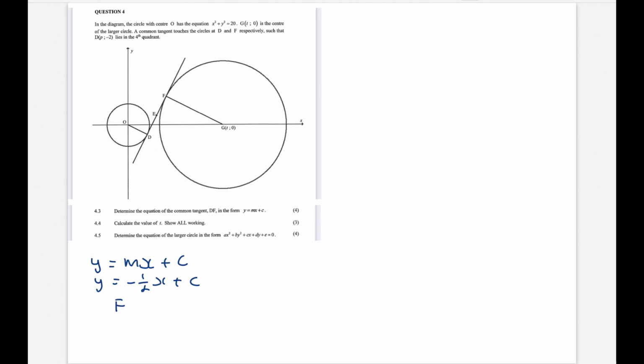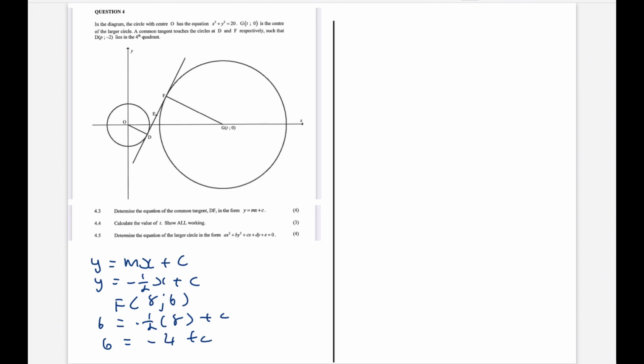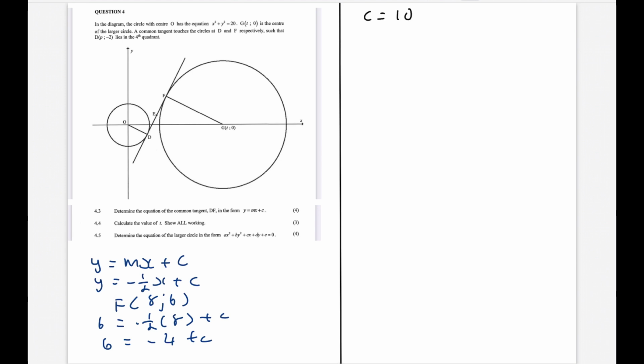Then I'm going to go ahead and substitute point f with the coordinates (8, 6). So in place of y, put 6. In place of x, put 8. 6 is equal to -1/2 times 8 is -4. And so c should be equal to 6 plus 4, which is +10. So therefore, y is equal to -1/2 x plus 10. Okay, this is the equation of our radius.